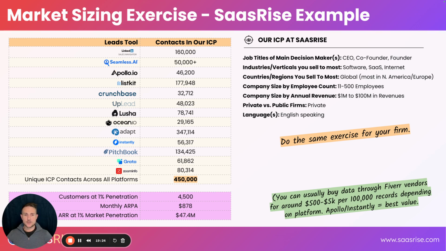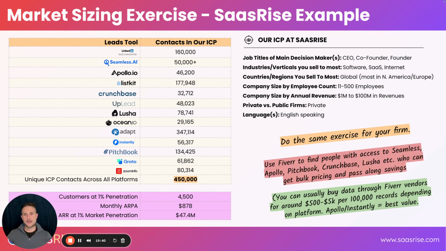So use tools like Fiverr, and you can get these contacts for around anywhere from $500 per 100,000 records up to maybe $5,000 to $10,000 per 100,000 records, depending on the platform. And start with Apollo and Instantly because they're the best value. This is what you want to do. We found people on Fiverr with access to Seamless, Apollo, PitchBook, Crunchbase, Lucia, who can get bulk pricing and pass along the savings or reutilize the licenses that they're already paying for, where they have unlimited exports, or they're able to screen grab to be able to scrape the data.